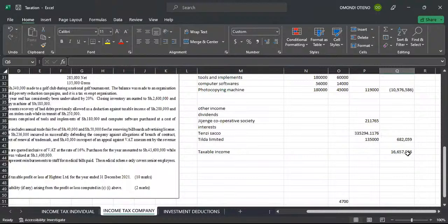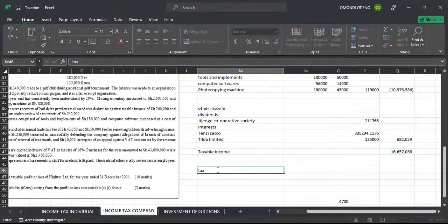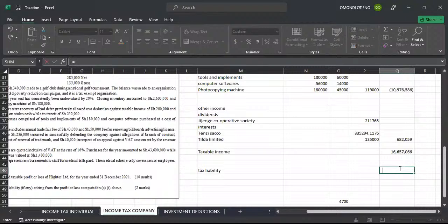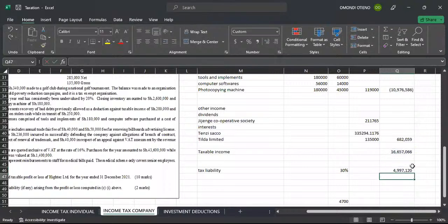So if that is a positive value, then this is what we have as the taxable income. So once you calculate taxable income for a company, it is very simple. Tax liability will be 30%. Remember, it is always at 30. The corporate tax is 30%, multiplied by the taxable income for you to get what they're supposed to pay as tax.